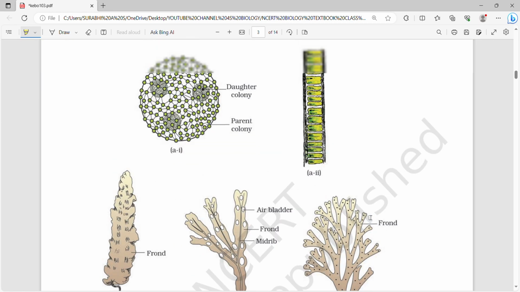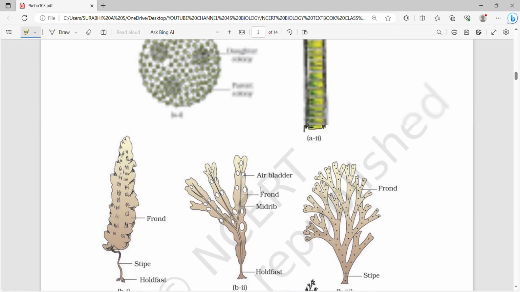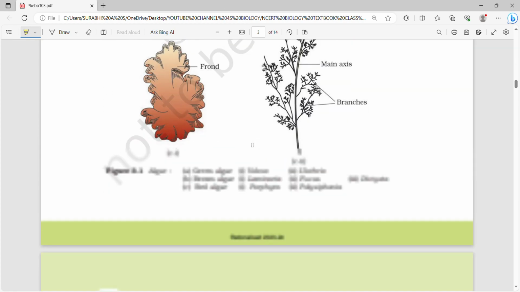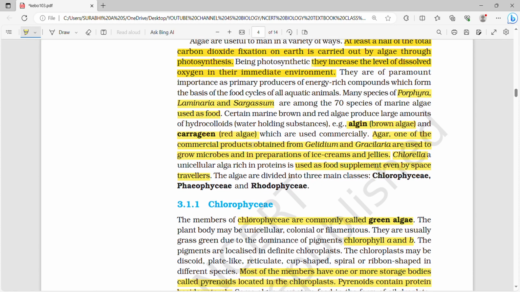Okay. Next, these are the diagrams which you can remember because they may ask you to label the diagram. So diagrams are also important.